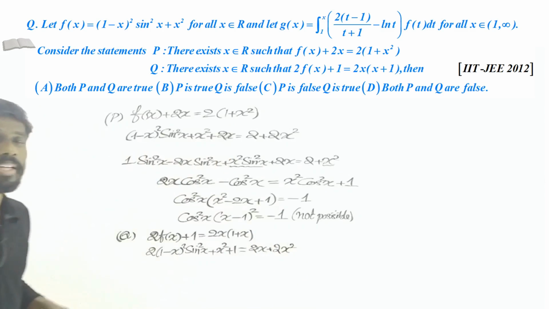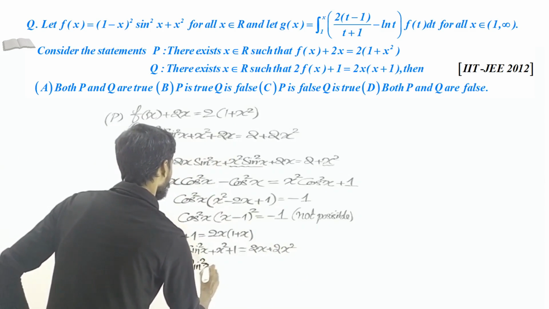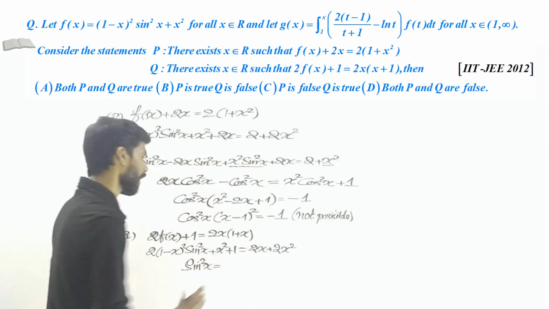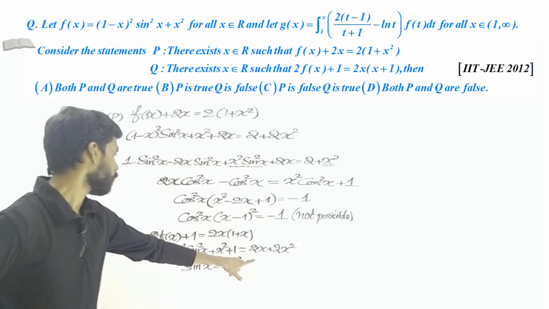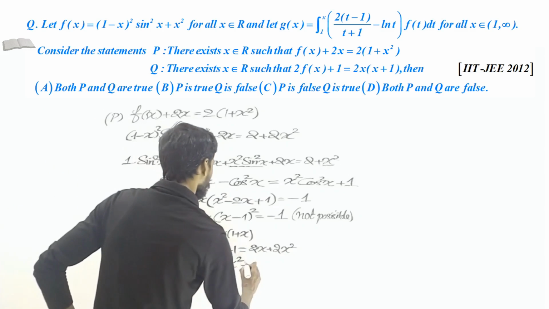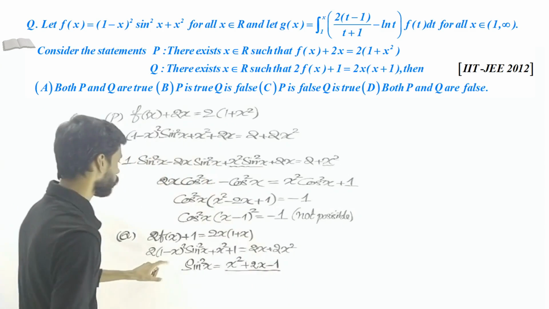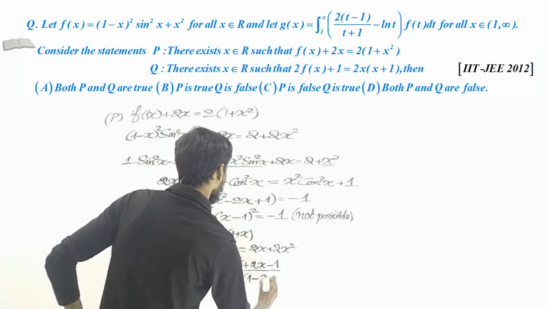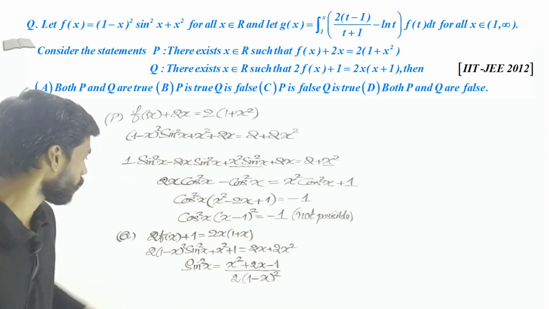From this we can find the value of sine square x. Sine square x equals 2x square minus x square, that is x square, plus 2x minus 1, divided by 2 multiplied by 1 minus x squared. So this is sine squared x. Now will this have a solution or not? That's what we have to check.